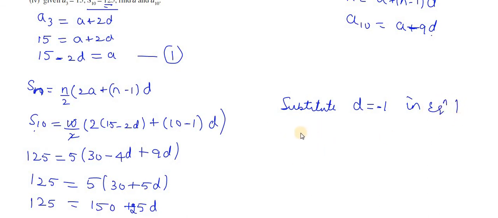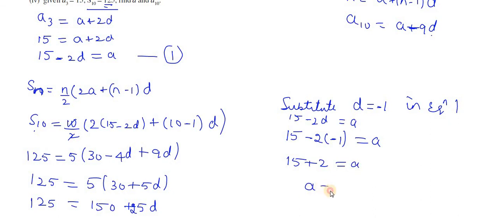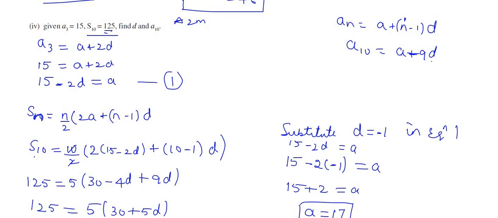If you do that, what you get: 15 minus 2 into D, where D is minus 1, is equals to A. So 15 minus 2D is equal to A. Substituting that value, 15 minus 2 into minus 1, that is 15 plus 2, which is equals to A. Therefore A is equals to 17. Is it clear? Now what we need to find is A10.